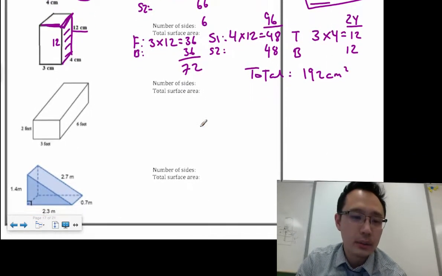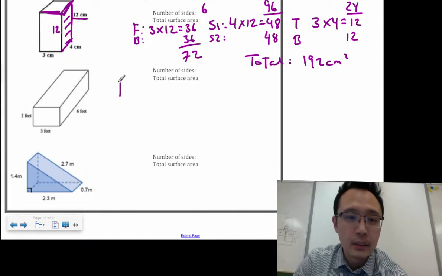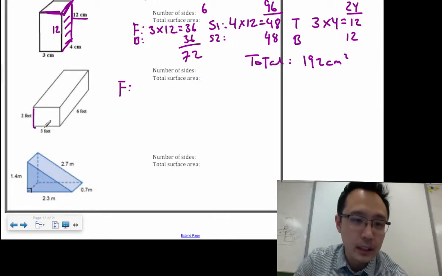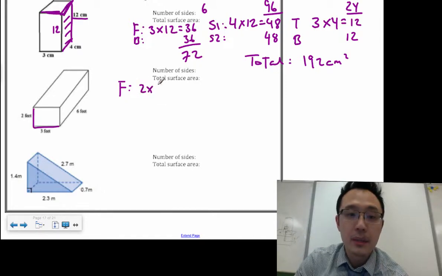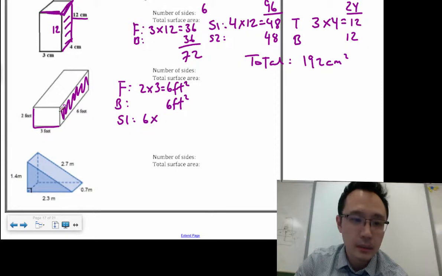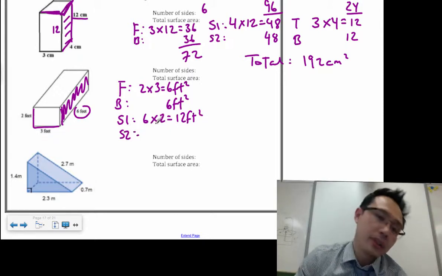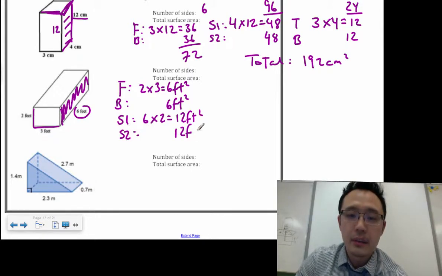The last one, or two left, this one is exactly the same sort of shape. So let's do the front first. My front is going to look like this. So that's 2 times 3 is 6 feet squared. The back is 2 times 3, which is the same thing. Okay, getting the hang of this. My side 1 is 6 times 2, which is 12 feet square. And side 2, on the other side, is 12 feet square as well.